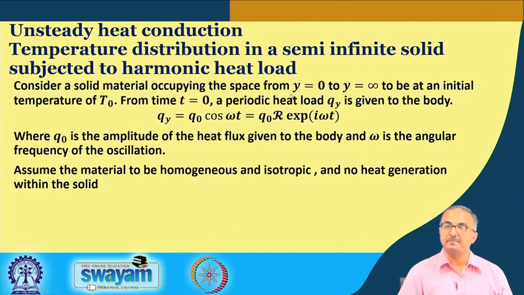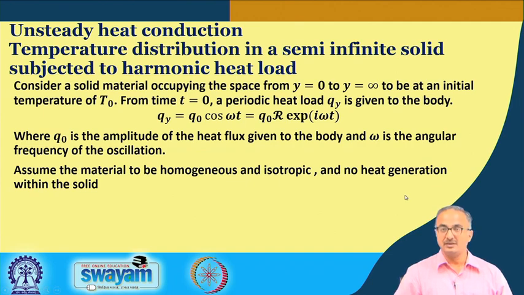And again the space varies from y equal to 0 on one end of the solid to y equal to infinity, that is a semi-infinite solid. Initial temperature is taken to be T naught. And at time t equal to 0, this kind of a heat flux is given to the particular surface at y equal to 0. Again we are assuming the material to be homogeneous and isotropic, and there is no heat generation within the solid.